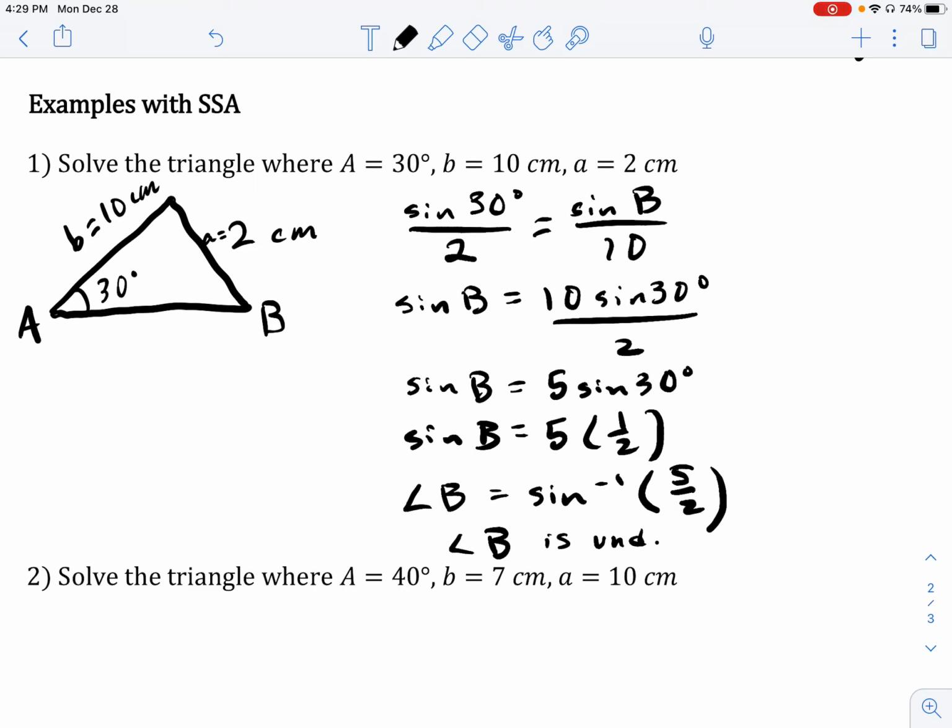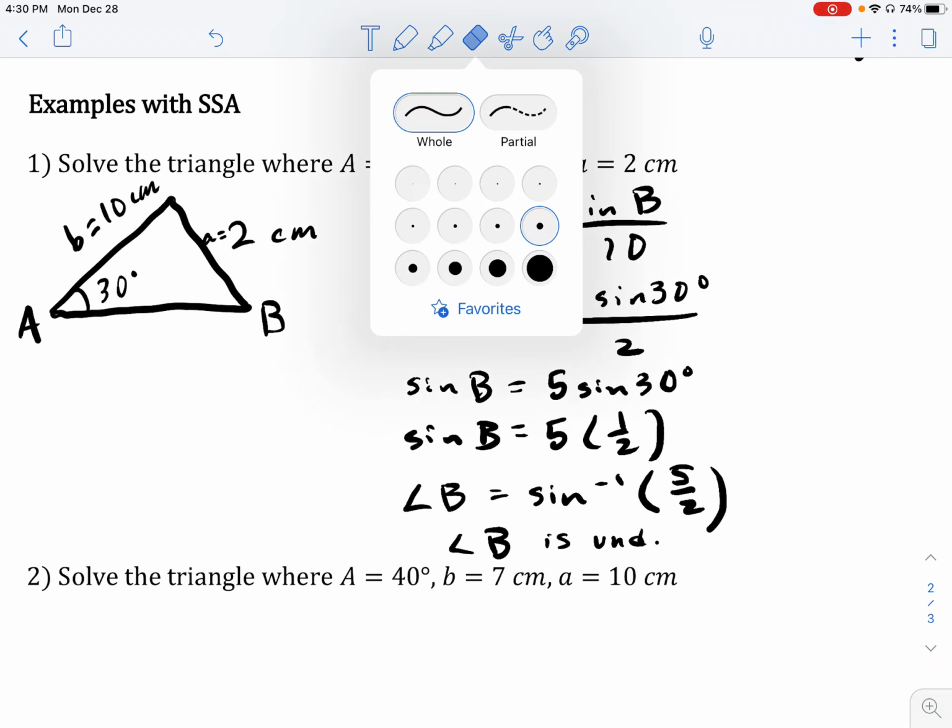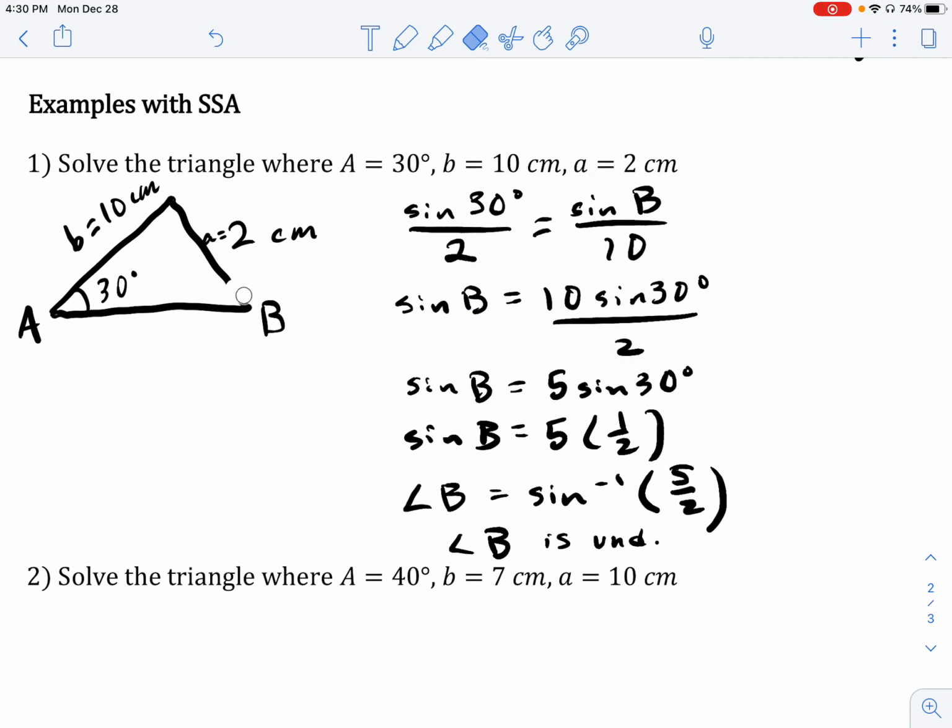And so if we take a step back and think about what we're seeing here, there is no angle B that could possibly exist that would actually make this triangle exist, given the dimensions that we were provided, with side B being 10 centimeters and side A being only 2 centimeters. I know I didn't really draw this to scale and you wouldn't have been expected to. But let me go back and erase this partially. What we actually see here is that side A was so small that it actually looks something like this.